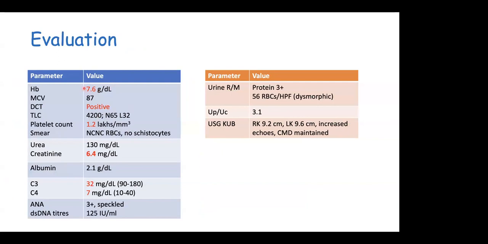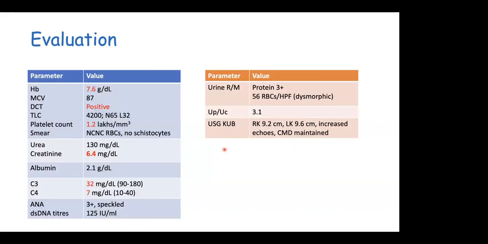You realize that the child already has anemia, which is Coombs test positive, so microangiopathic hemolytic anemia with thrombocytopenia. Creatinine at this point is 6.4. C3, C4 are low. Albumin is low. ANA is 3+ with speckled pattern, and dsDNA titers are positive. Urine protein is 3+. There are some RBCs. The child has nephrotic range proteinuria. Ultrasound shows normal sized kidneys with increased echogenicity and maintained CMD.